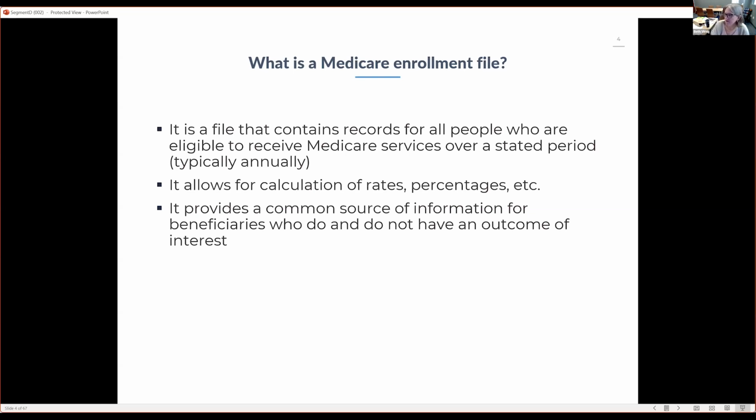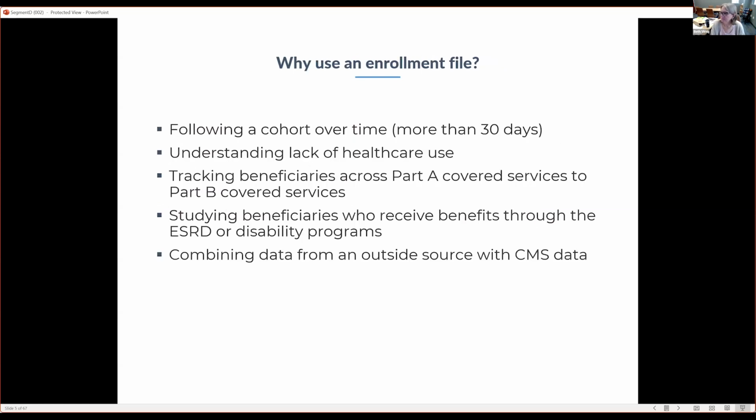The files allow for calculations of rates and percentages, because you have for every person a record and the details about them. They provide a common source of information for beneficiaries who do and do not have an outcome of interest. And this is sometimes the mistake that people make. It's relatively easy to focus an awful lot on our numerator, on who has the outcome, and forget to spend equal attention to who is eligible to get it and the people who do not experience it.